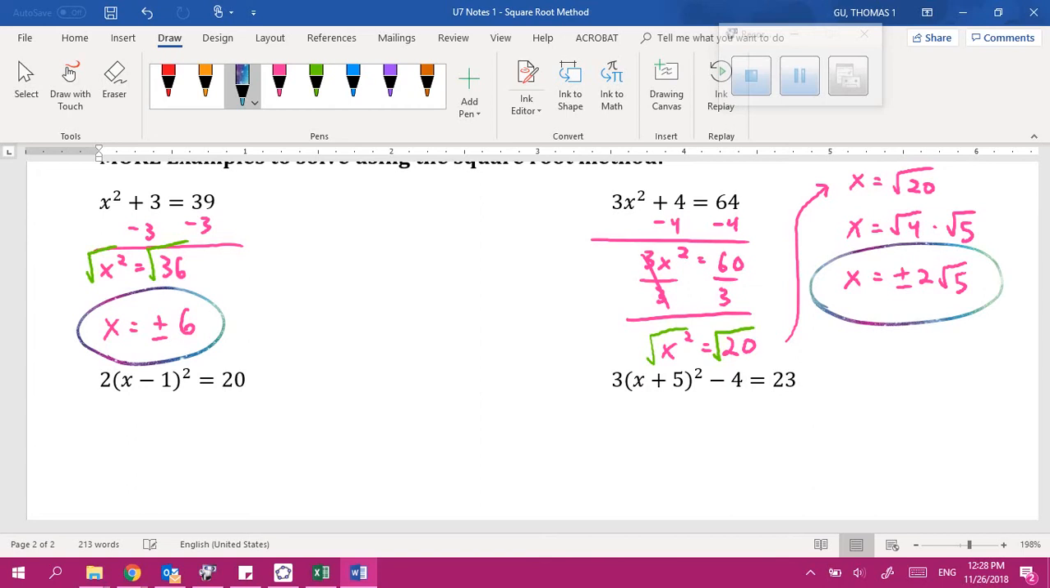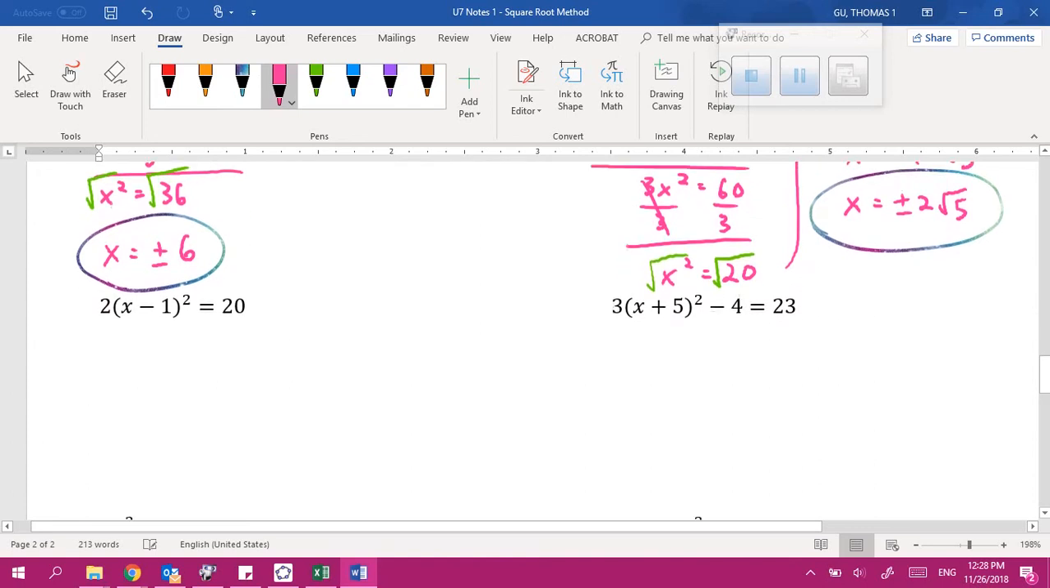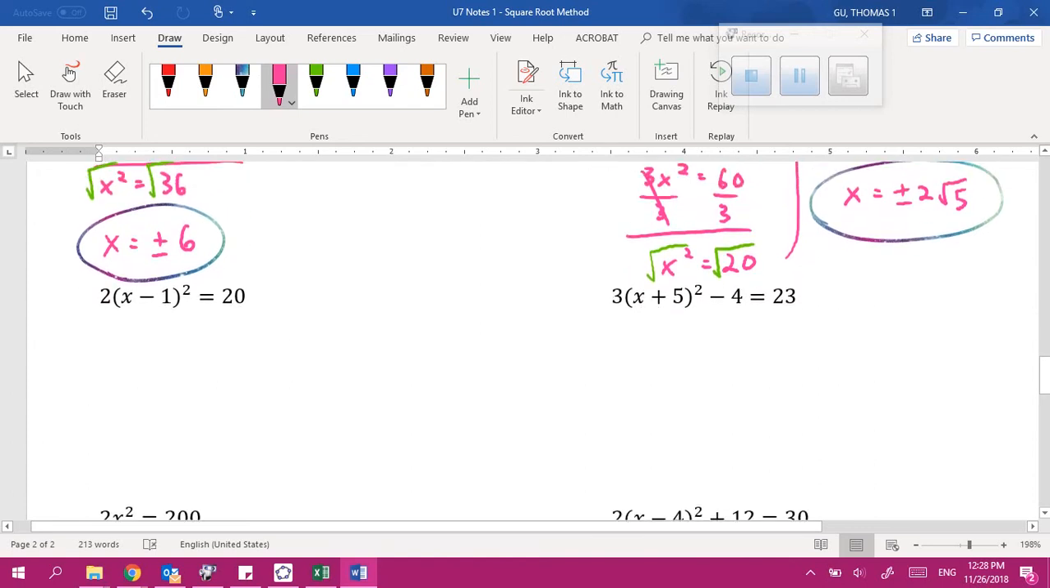2 times x minus 1 quantity squared equals 20. So remember, we're trying to get x by itself, so we've got to take out all the extra stuff first. So what should I do first there? Distribute. There's no distributing. Remember, this is 2 times x minus 1 quantity squared equals 20. How do I get rid of times something? Divide. So what should I divide by? 2. So we just divide by 2, and then boom, look, that 2 is gone.